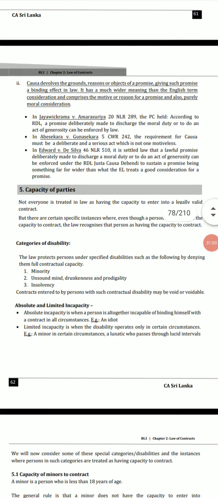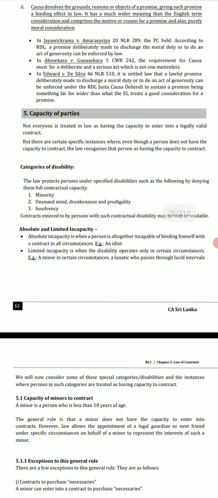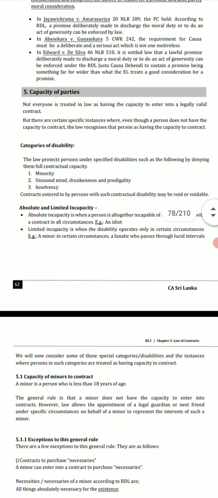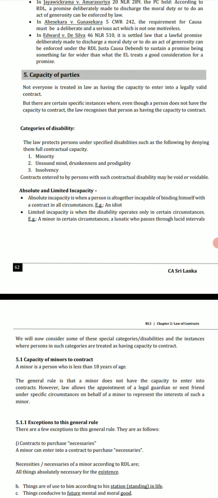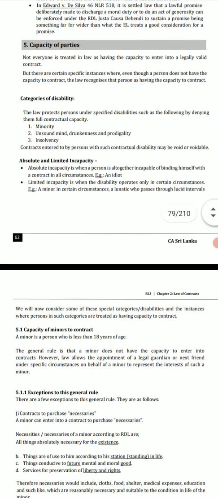So not everyone is treated in law as having capacity or being legally entitled in contract. But there are certain specific instances where, even if you do not have the contract, law recognizes that person as having the capacity to contract. So you should be a party, and there has to be a number of capacity. Either it can be two, three or four parties, or it can be the world at large, like I said before. In order to deny that contractual capacity, it should be minority, unsound mind, drunkenness, or insolvency. These can prove that you are not a party.